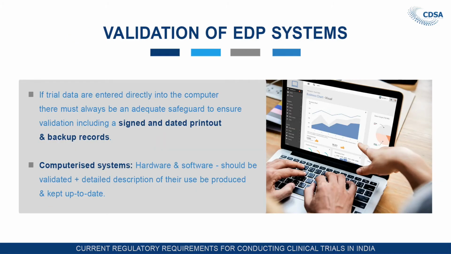Validation of an electronic data processing system is critical because if your trial data is entered directly into a computer, you must always have sufficient safeguards to ensure that the system, your software system or hardware system, is totally validated, bug-free, and signed and dated, with printouts and backed up reports, so that when you trust the system, the system really lives up to that. You do not fail while showing the data. That means your computerized system, which comprises hardware and software, should be validated with a certificate which gives a detailed description of the use and how it should be kept up to date.